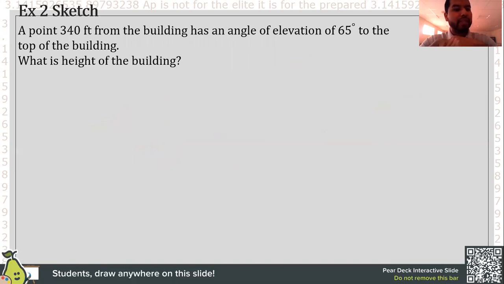We have a point that is 340 from the building. It has an angle of elevation of 65 degrees to the top of the building. What is the height of the building? So go ahead and pause and draw me that scenario.